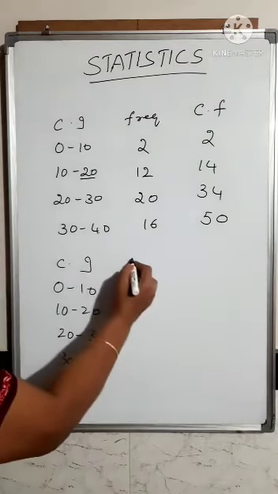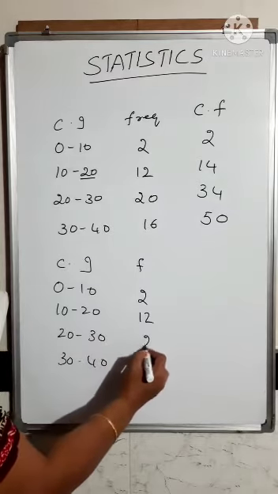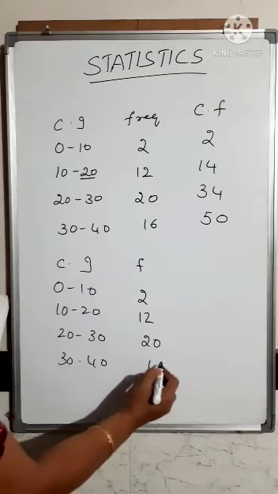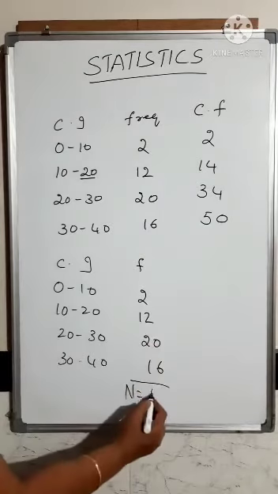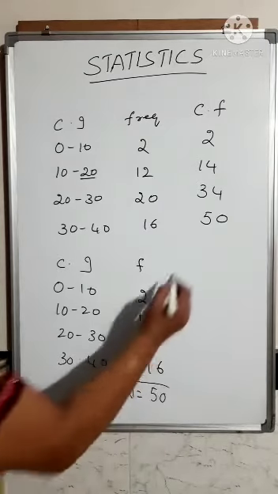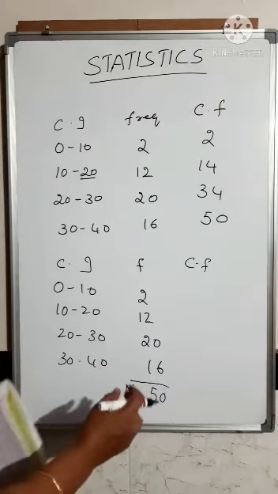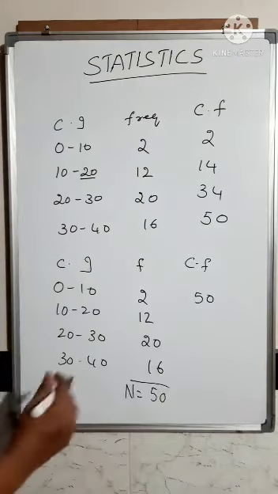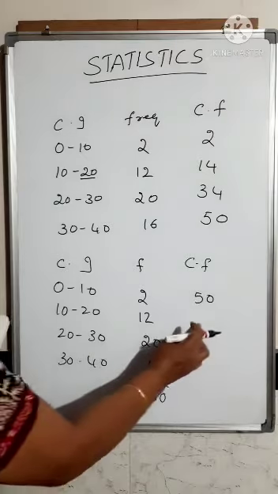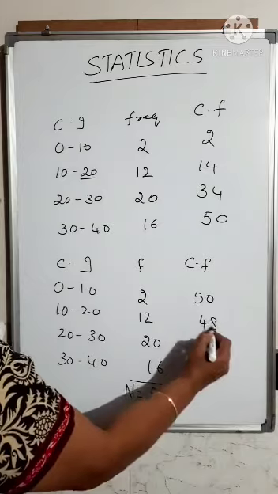And here frequency is given as 2, 12, 20 and 16. First, we will find the total, that is the sum of the frequencies, which is equal to 50. Now to find the cumulative frequency more than or equal to lower class limit, whatever total you have got, you have to write that in the first line. Next, in the next line, subtract 2, that is 50 minus 2, and write the value as 48.